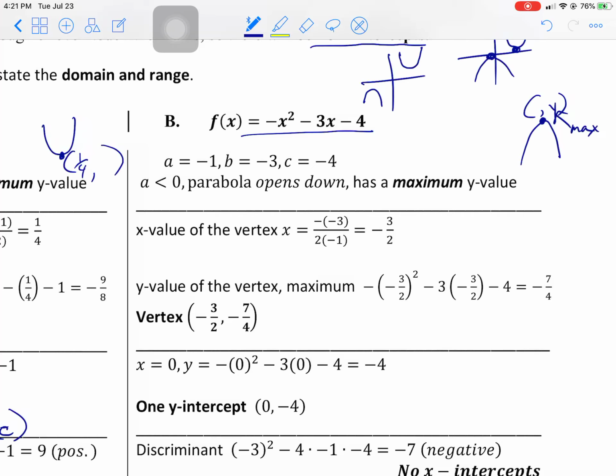Okay? Step 1, find the vertex. Step 1 of the vertex, use the vertex formula. X equals negative b over 2a. Plug those numbers in. Don't forget the double negative makes a positive, but the negative on the bottom makes the whole thing negative.